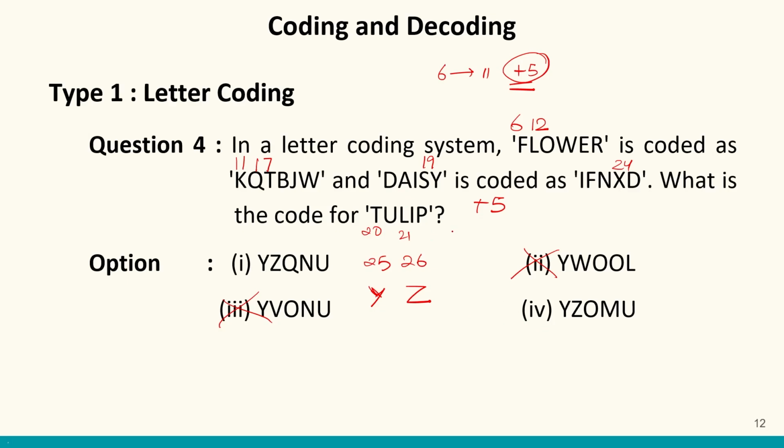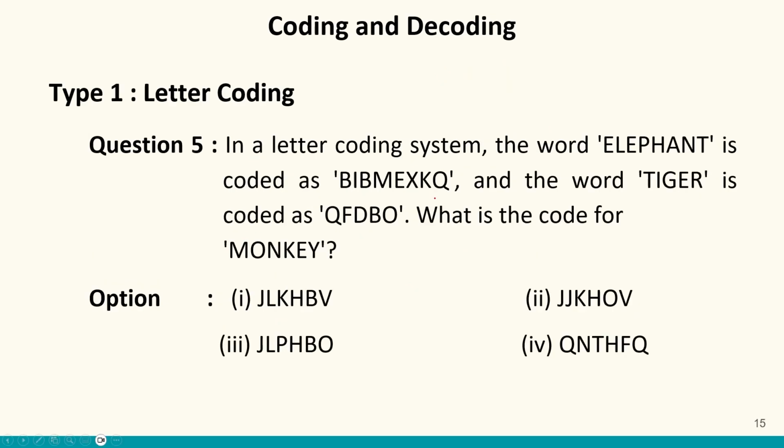So let us look. L is coded as how much? L is coded as 12. And we have to move 5 positions forward. So 17th code, which is Q. So our answer will be option number 1, YZQNU.